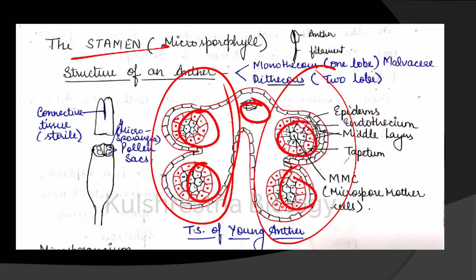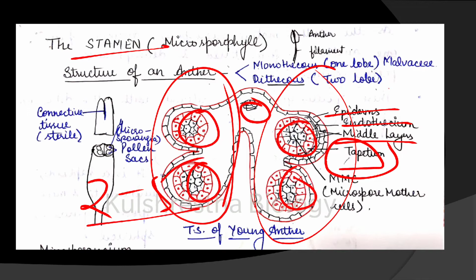Now if we talk about the layers of anther, then there are 4 layers. They are epidermis, endothecium, middle layers and then tapetum. So the fourth layer is the tapetum. Tapetum is generally a nourishing layer. It helps in nourishing the microspores. Middle layers are around 2 to 5 in number. Epidermis is the outermost and the tapetum is the innermost. So these 4 layers are there.